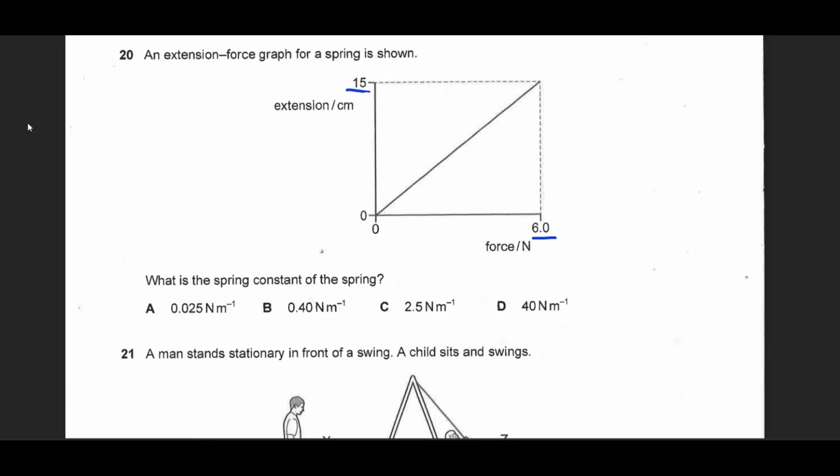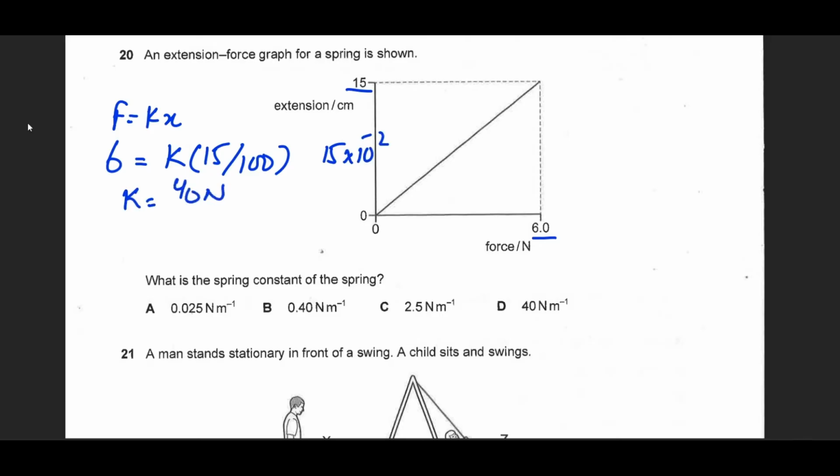So a force of 6 causes 15 centimeters. So F equals Kx. So force is 6 newtons causing an extension of 15 divided by 100, or 15 into 10 raised to power minus 2, as I like to write this down. So when you find K, this is going to come out as 40 newtons per meter.